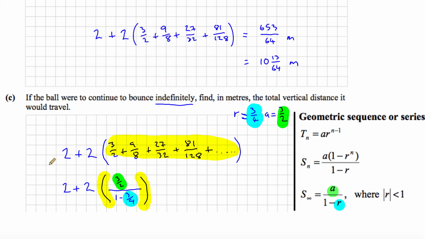So now all that's remaining to do is to substitute all of this into my calculator, and I get a final answer of 14 meters. Remembering it's meters because it's distance again. So that's the end of part C and the end of question 1.